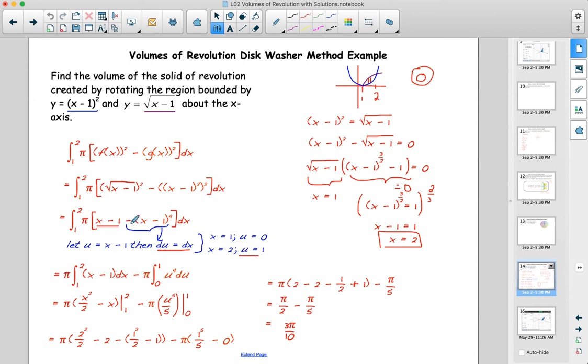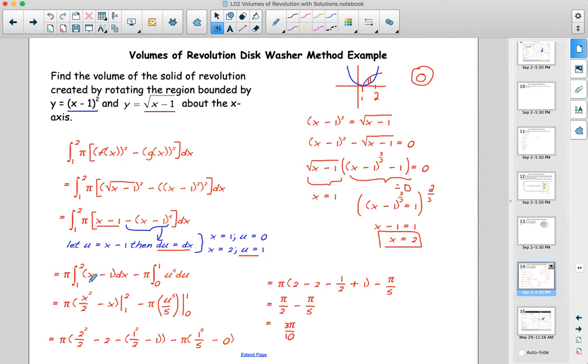So I'm going to split this. Again, there's the linearity property of integrals, so I can do that. Break it into two integrals: pi times the integral from 1 to 2 of x minus 1 dx, minus pi times the integral now from 0 to 1 of u to the 4th du. And now everything's a straightforward power function, easy to go backwards on.